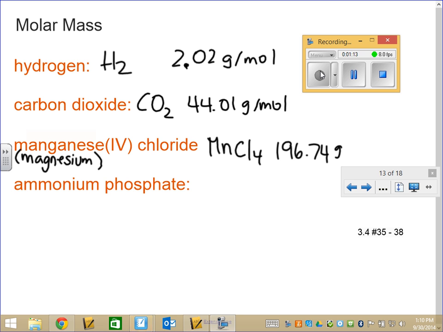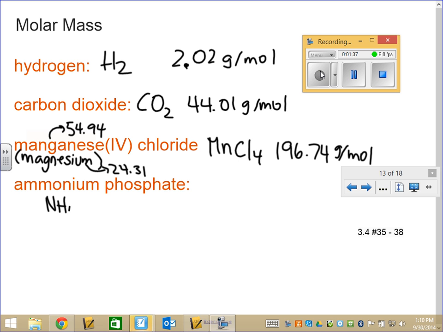196.74 grams per mole. And I think I noticed yesterday the most common mistake was that people were using magnesium. Magnesium's molar mass is 24.31, whereas manganese's molar mass is 54.94. The last example was usually the one that people struggled with because you have polyatomic ions.